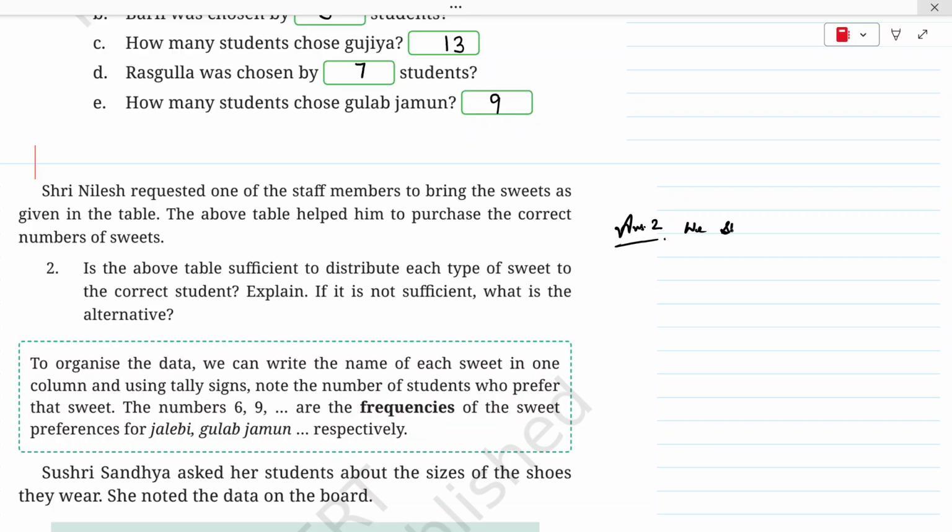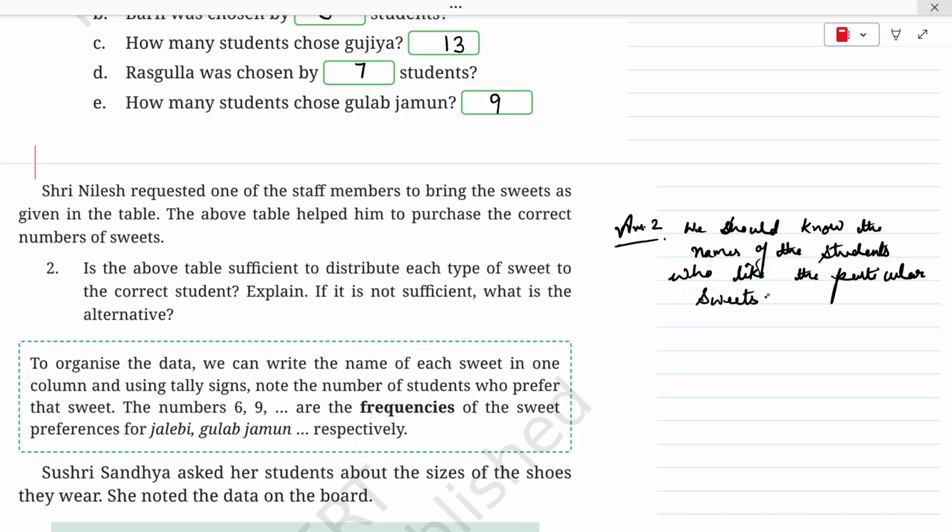We should know the names of the students who like the particular sweets. Okay, who like the particular sweets.